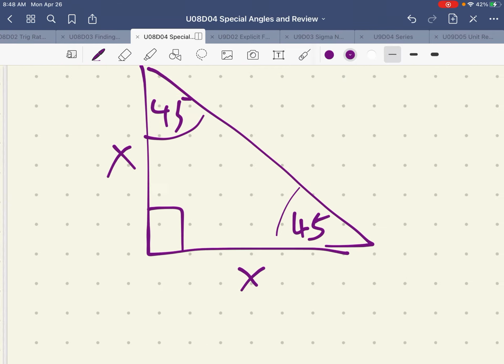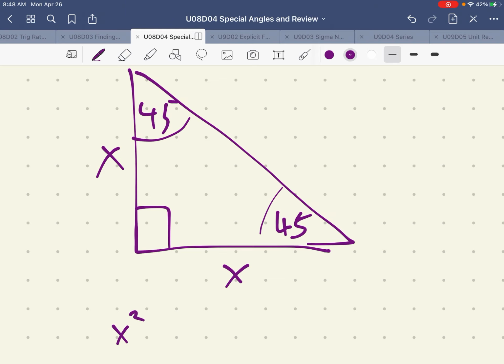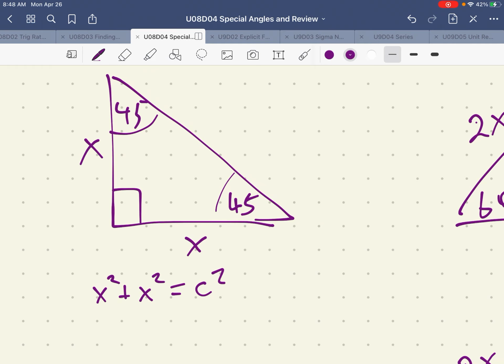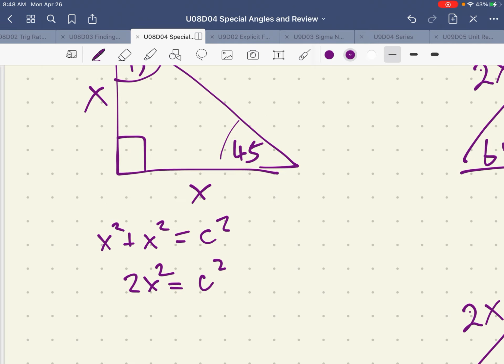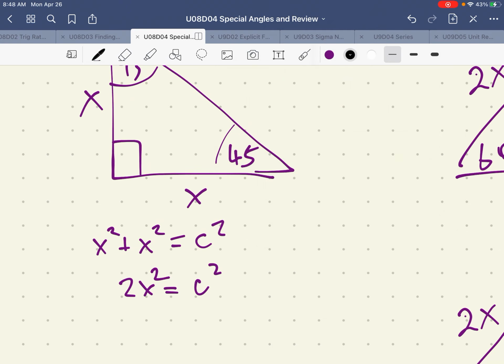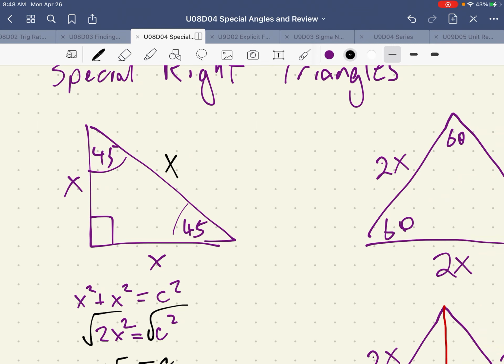There is a relationship between these sides and the hypotenuse. So we're just going to use the Pythagorean theorem and see what that is. So x squared plus x squared will equal c squared. If we simplify this, we get 2x squared is equal to c squared. And if we take the square root of both sides, we get x radical 2, because the x does come out of the radical, but the 2 does not, is equal to c. So this side measurement is x radical 2.